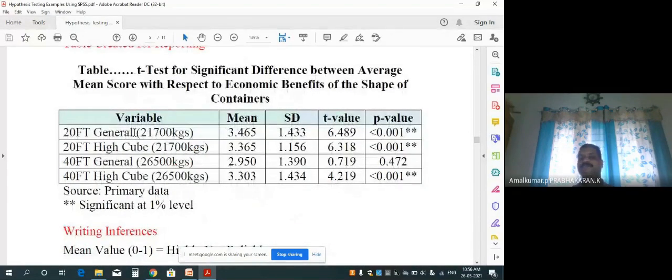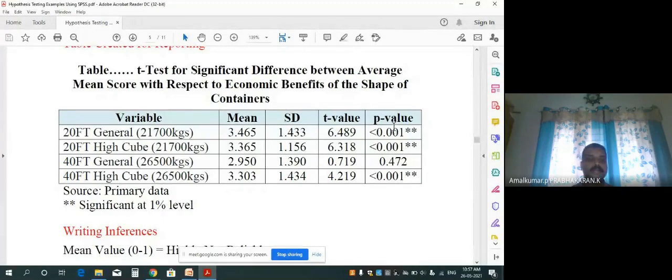The one sample t-test compares this sample mean with the hypothesized population mean. Here the hypothesized population mean is 3, and we are comparing the 3 with the 3.465. So the one sample t-test compares the test value 3 with this sample mean 3.465, and we got a result. The p-value is the decision-making variable.